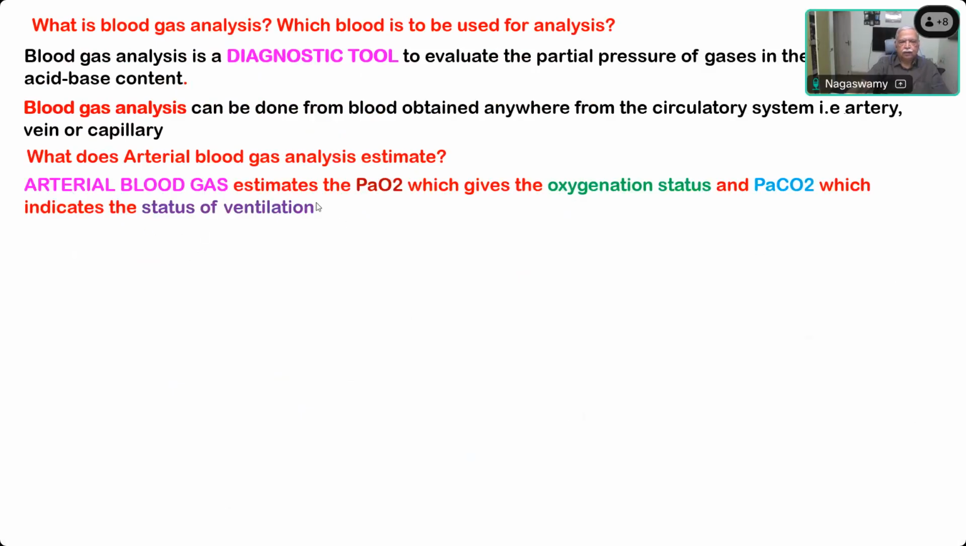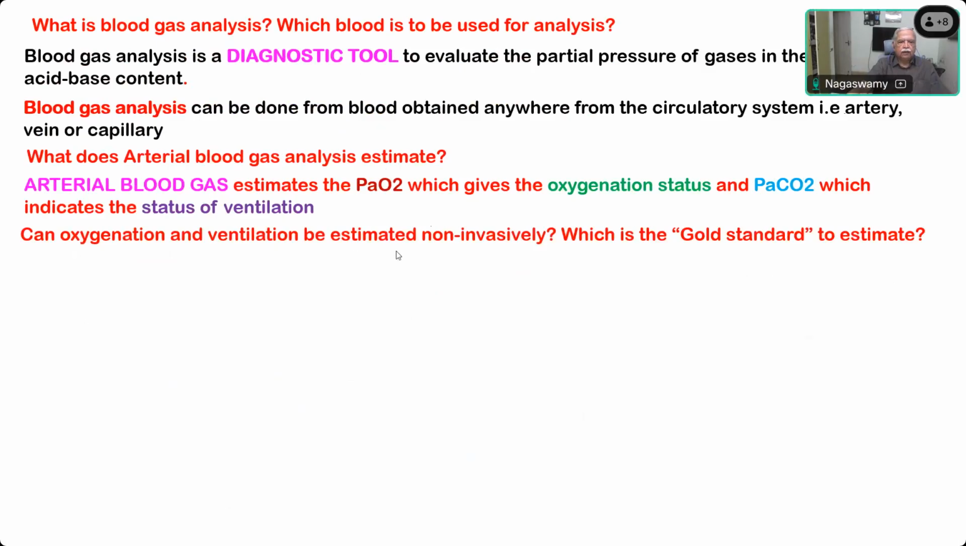So the ABG only will give you both these values, because if you take a venous sample, already the oxygen has been extracted from that. So the PO2 will be low. So you cannot correctly estimate the oxygenation status. And similarly, PCO2 may be high in a venous blood. So arterial blood gives you the correct status of oxygenation as well as ventilation, because if PaCO2 is normal, ventilation is adequate. If PaO2 is normal, oxygenation is adequate. Okay, so that is the reason why we always insist on arterial blood gas rather than venous or capillary blood gas.